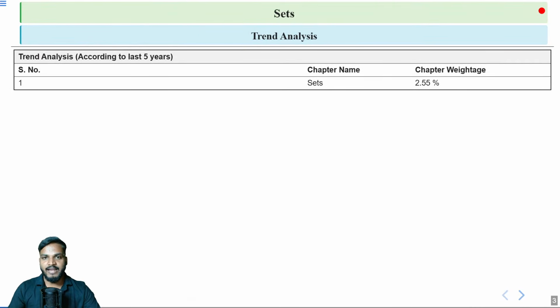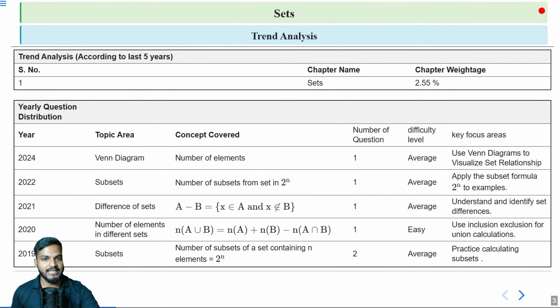So at first let's analyze set theory on the JEE Mains paper. For the last 5 years, the chapter weight for set is 2.55%. And if we do year-wise analysis, in year 2024, one question came from the chapter set on the topic Venn diagram, which covers the concept of number of elements, and it is an average type question.